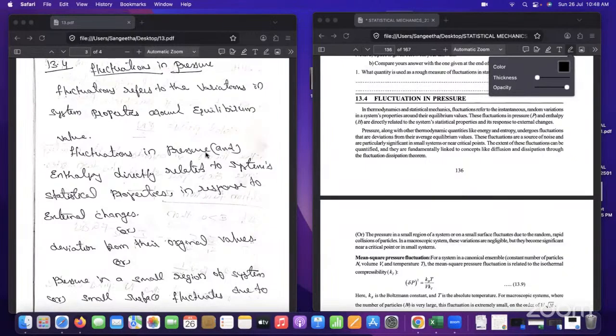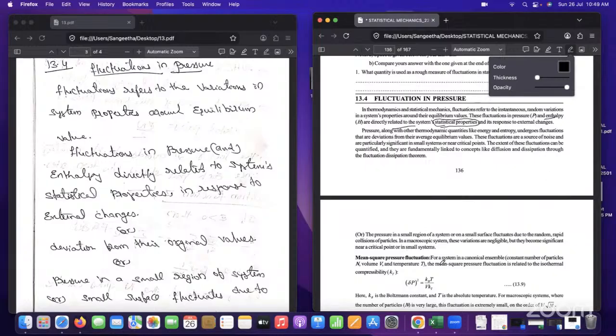So here, fluctuation in pressure means we will use the term enthalpy. Enthalpy is directly affecting the system properties, or external changes, or some deviation in the original value. Enthalpy is directly related to the system's statistical properties. Enthalpy affects the statistical properties of the system. This is called fluctuation in pressure.